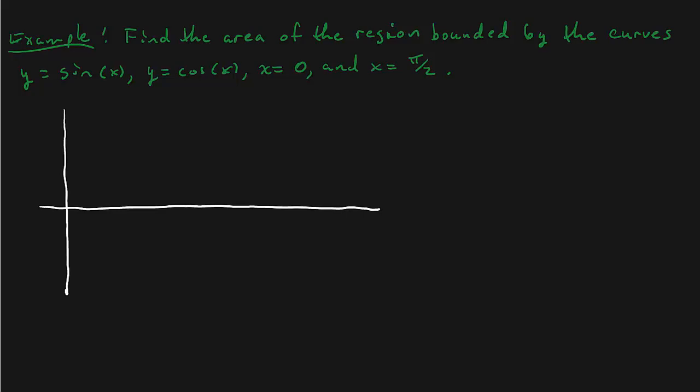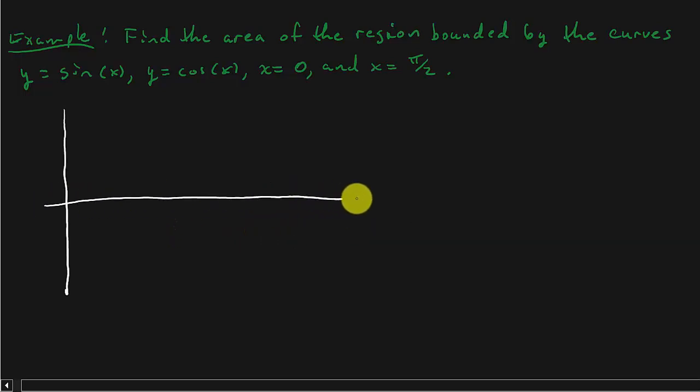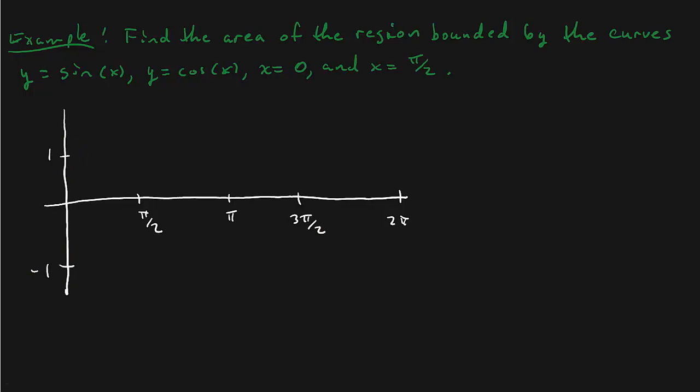Let's graph. Let's see. We've got 2 pi, we've got pi. And I'll tell you what, I'm going to spread this out some more. We've got 2 pi, pi over 2, 3 pi over 2, 1, -1.